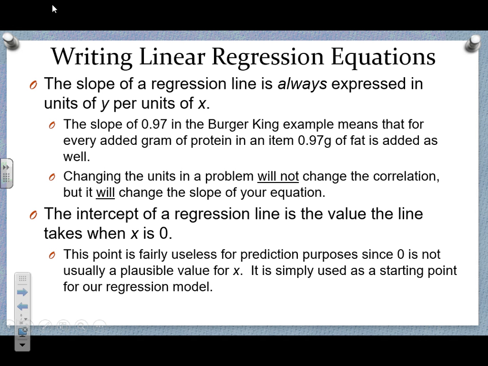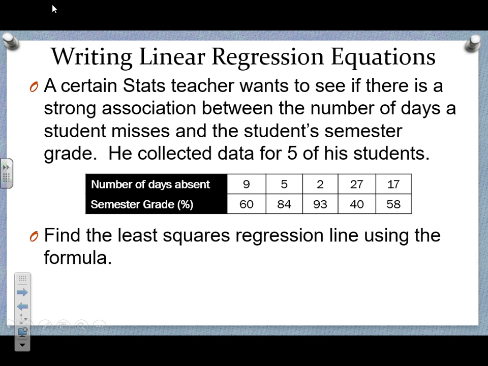So if we think back to our Burger King example, we had a y-intercept of 6.82. What does that 6.82 actually mean? That's the amount of grams of fat in an item if that item had 0 grams of protein. So if I chose an item that had 0 grams of protein, I could expect it to have about 6.82 grams of fat. Okay, so if you're talking y-intercept, you're always relating it to, if x was 0, y would be this. Okay?